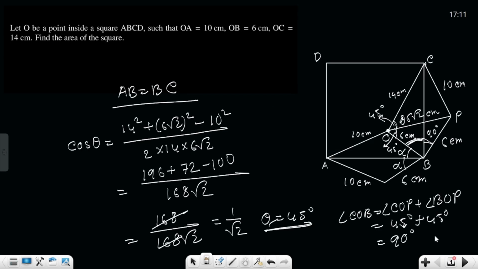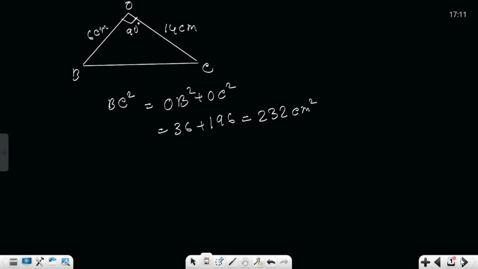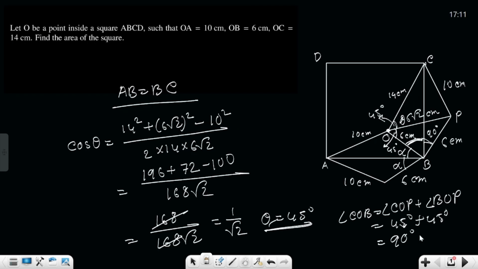So you can see that BC square is the area of the square. So we saw that the area of the square is 232 centimeters square. This is the answer of this question.